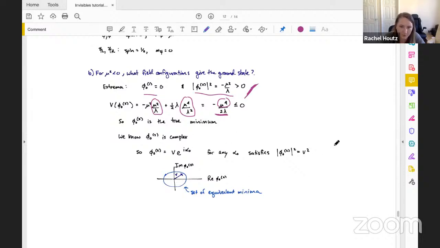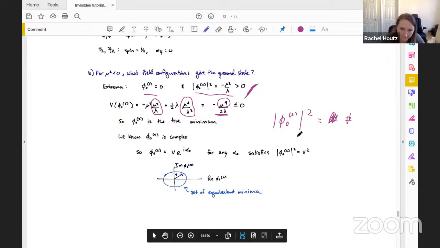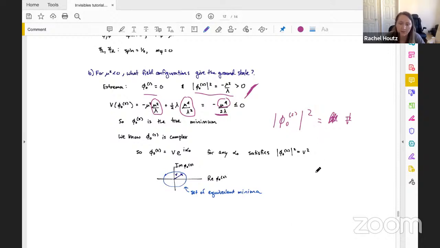And then the question wants you to talk about what field configurations give you the ground state. And so there's some freedom here, right? Because all we know is that phi naught squared is some real number. But that doesn't tell you everything about phi, because phi is a complex field. When you take the modulus, you lose some information.